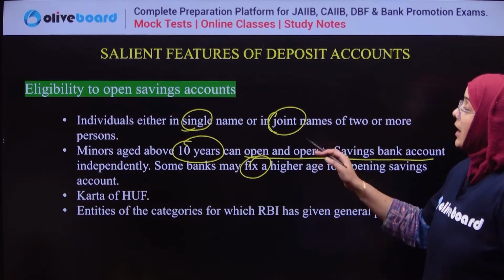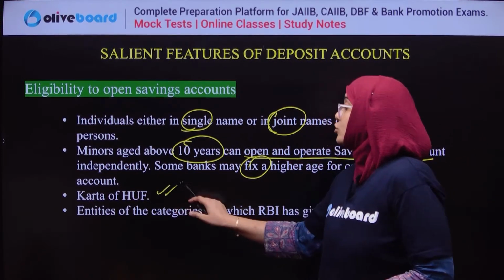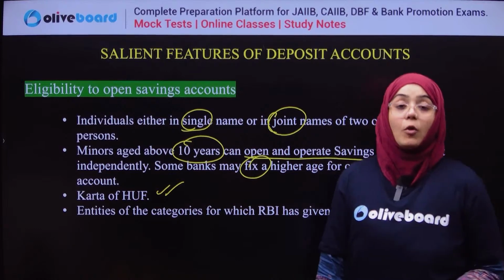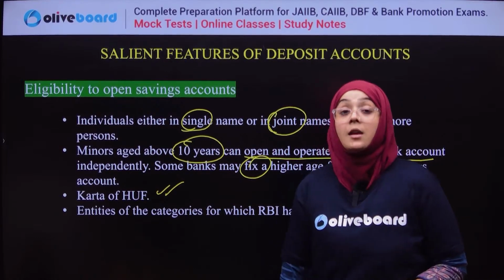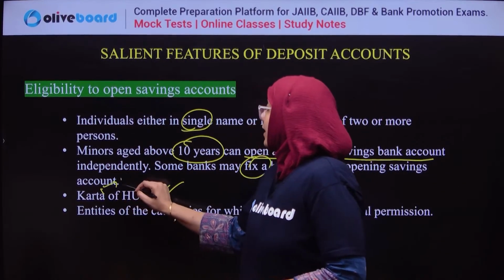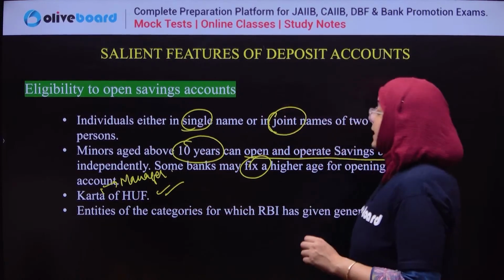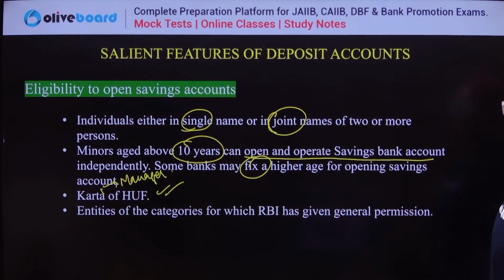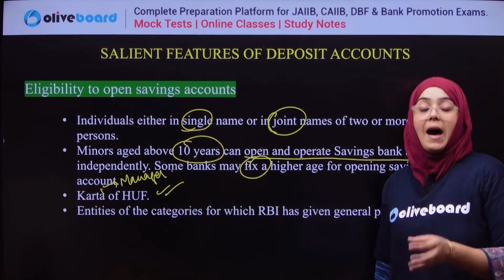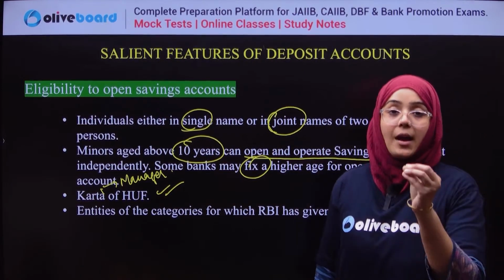Okay, savings account facility is obviously allowed for the Karta of a Hindu undivided family. Who is Karta? Karta is the manager of the Hindu undivided family. Also entities of the category for which RBI has given general permission. So these are all who are eligible to open savings accounts.